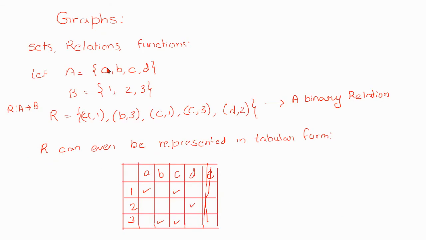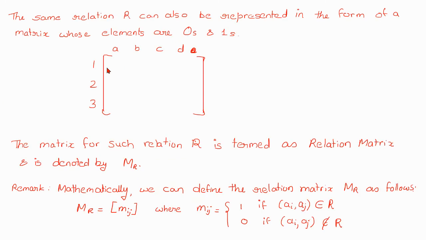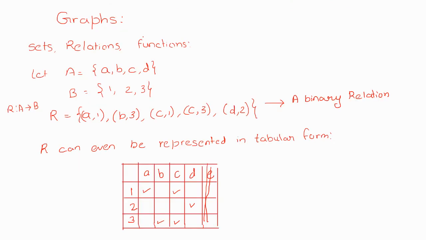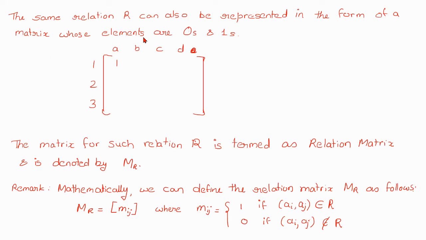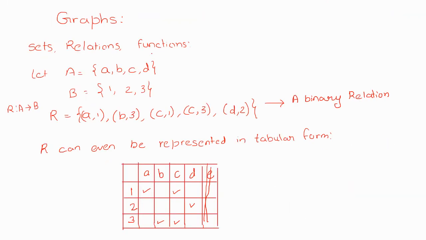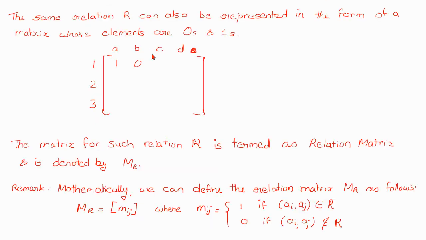See, a, b, c, d. For row 1, we have (a, 1), so we will represent it as 1. (b, 1) is not there, therefore we will represent 0. Again, (c, 1) is there, therefore we will put 1 at that place. There is no (d, 1), so we will put a 0.